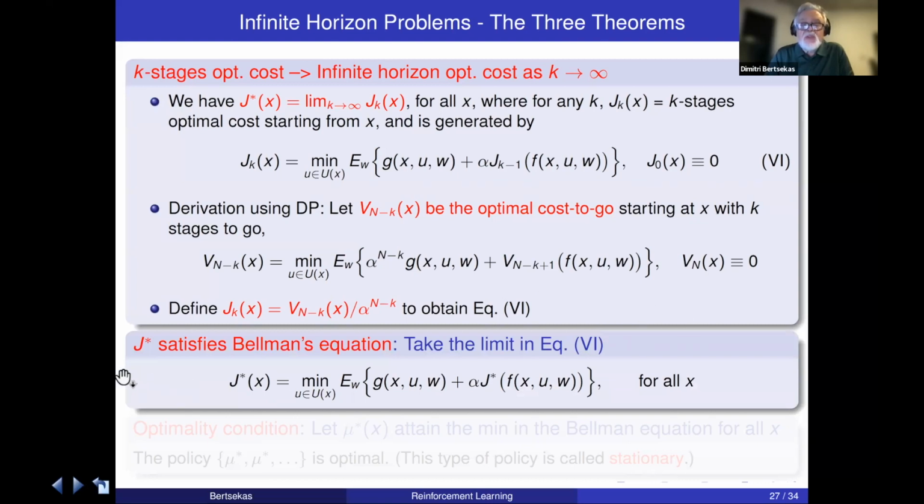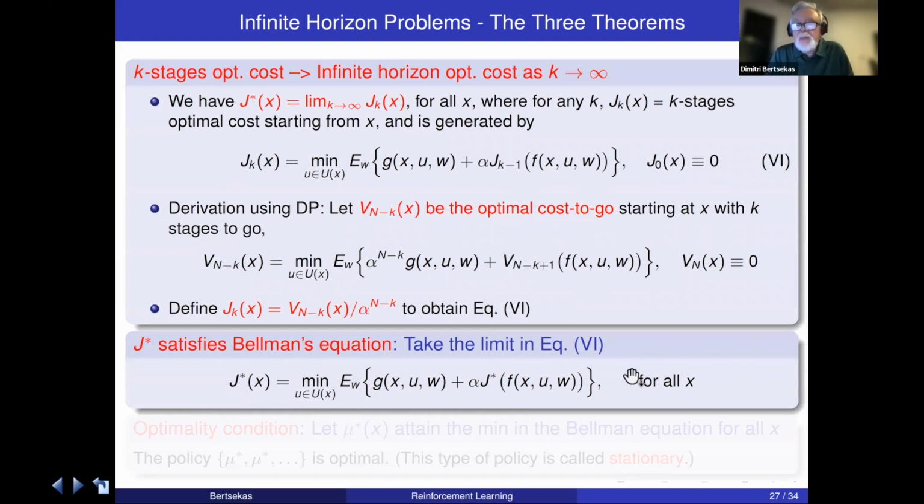It says that J star satisfies Bellman's equation, which is this equation here. There's one equation like that for every x. And to get a sense of why this should be true, look at this formula here. Take the limit as k goes to infinity. You get J star over here, J star over here, and here's the Bellman equation.